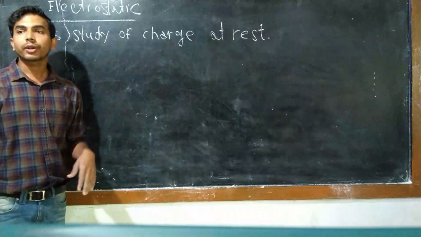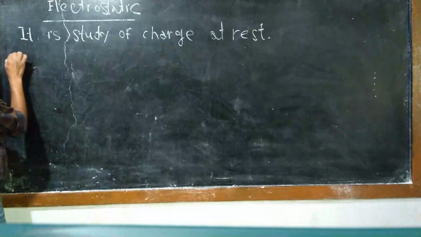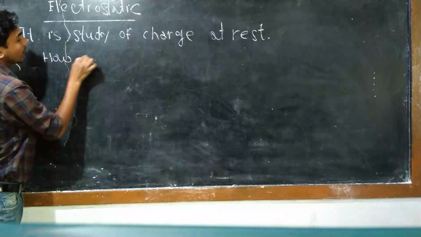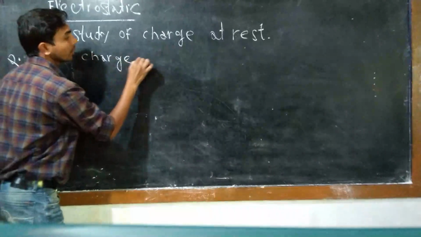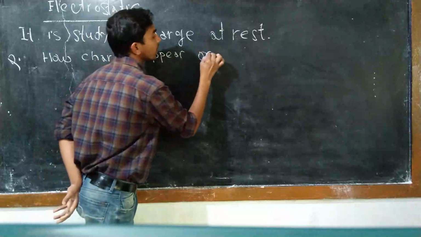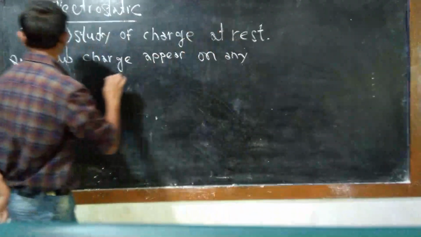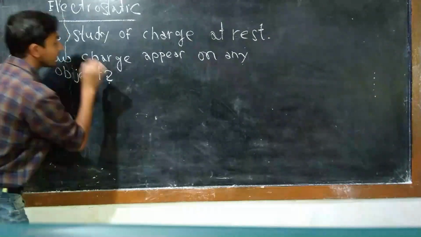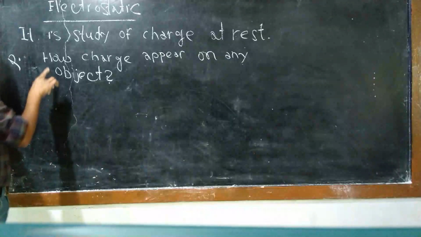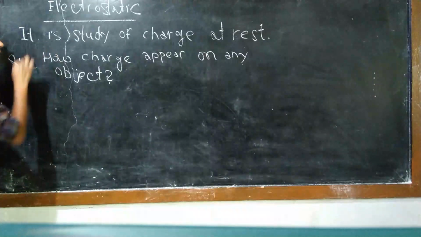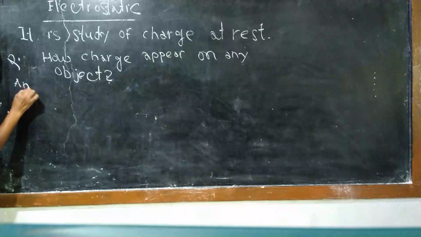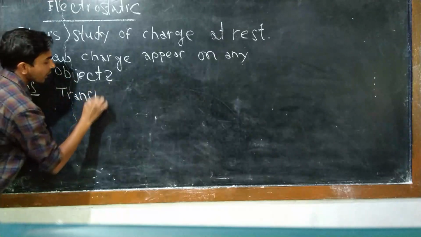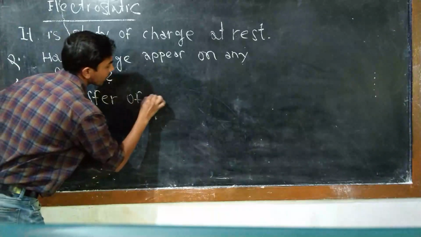So how do charges appear on any body, right? I'm going to ask you one question: how does charge appear on any object? To answer this question, the answer is transfer of electron. What is the answer of this question? Transfer of electron.